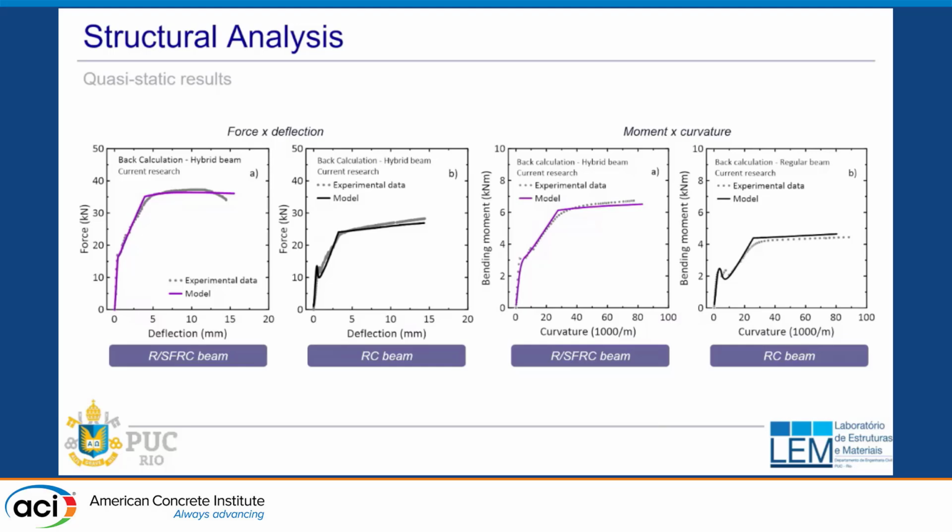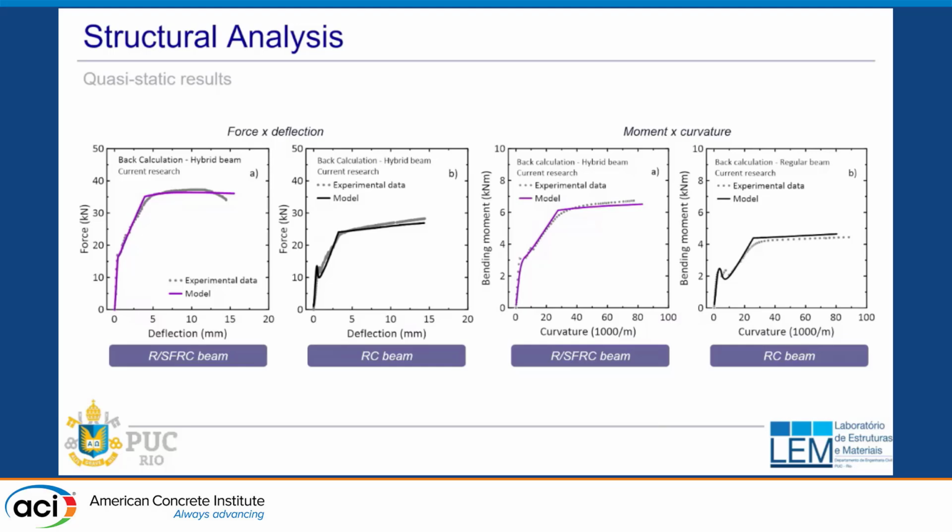Now we are able to run the experiments and use this back calculation approach to see how the structure behaves if we start with a reinforced SFRC beam. The model and the experimental data is shown. We have a very good fit. If we go with the RC beam, the same set of parameters.